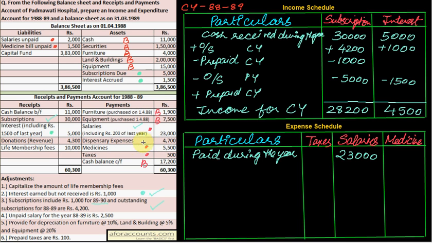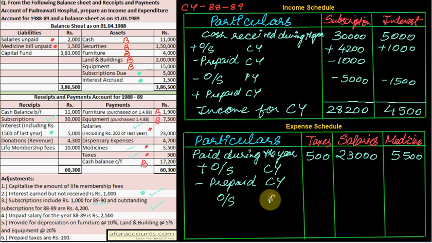Dispensary expenses 4,700, doesn't have an adjustment. Medicines 5,500. And taxes 500 has an adjustment. Prepaid taxes are 100. This is your expense schedule in which we have right now paid expenses during the year. And the same thing, add outstanding less prepaid of your current year. Now outstanding of previous year and prepaid of your previous year. What will you do? Outstanding was added here, so less it here, and prepaid was less, so add it here.